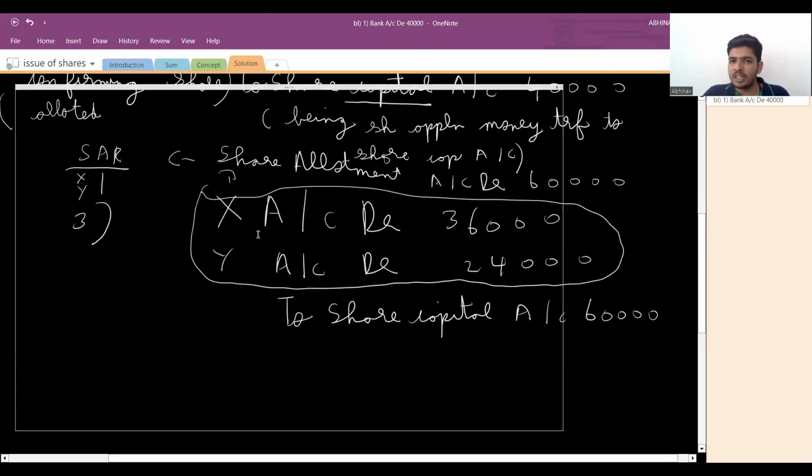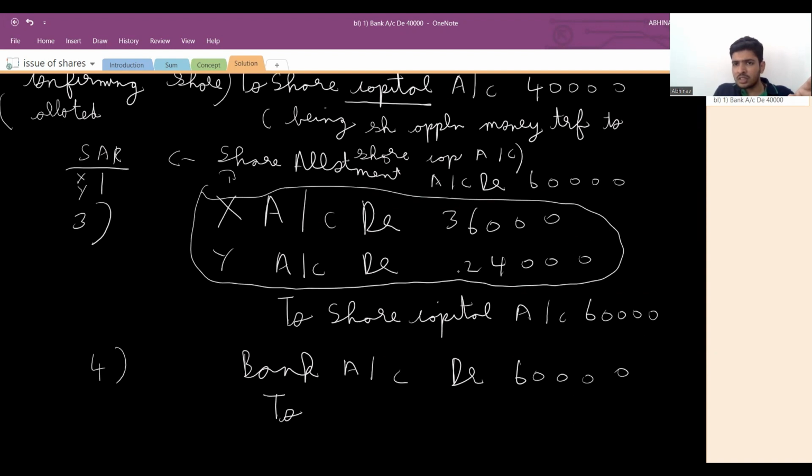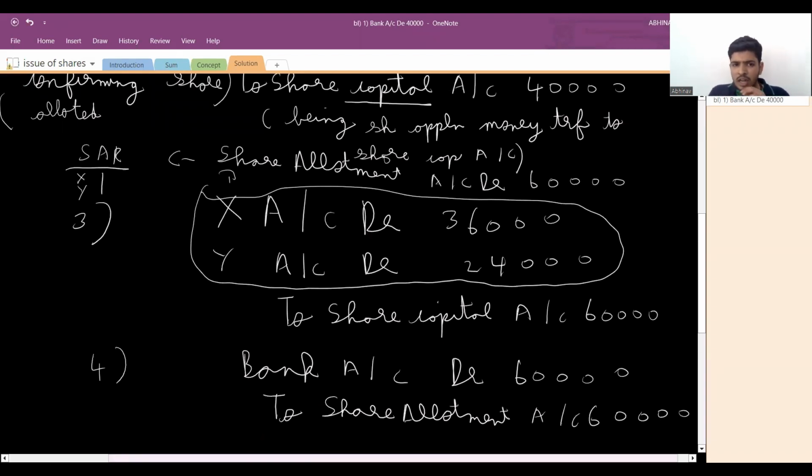Since X and Y names will not be written separately, share allotment was created. Now share allotment is the demanding entry. So now X and Y say, okay, we'll pay. If they pay, they bring in money, that is bank, 60,000. Since they bring in money, their names will get cancelled from the business. They are no longer assets because they brought in bank. Now, because they are no longer assets, share allotment, that is their name, gets reduced by 60,000.